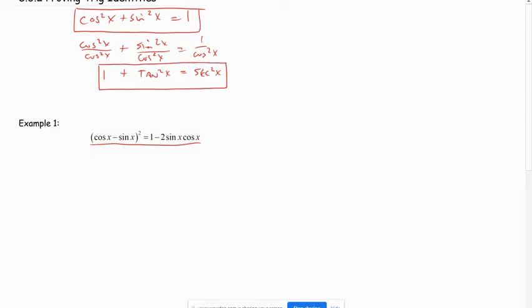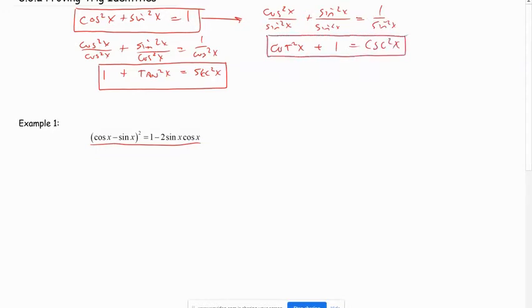And then if we take this one and, instead of dividing everything by cosine squared, what if we divide everything by sine squared? We would have cosine squared x over sine squared x plus sine squared x over sine squared x equals 1 over sine squared x. And then this becomes cotangent squared x plus 1 equals cosecant squared x. So that's our third Pythagorean identity. Those three identities will sometimes be useful when we're trying to prove new identities.